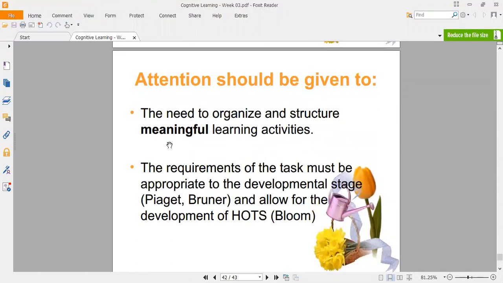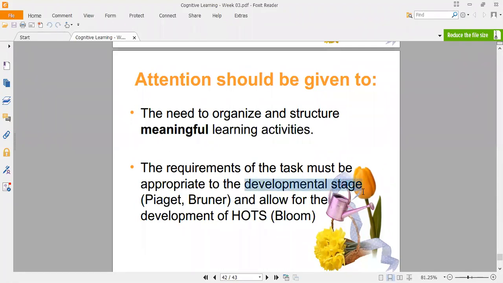And now we are coming to the most important section. Attention should be given to the need to organize the structure of meaningful learning activities. First, why do you need to organize the structure? The main answer is that these learners do not have prior knowledge about the new materials. So then you need to organize how you are going to teach them, right? Okay. And also it needs to what?